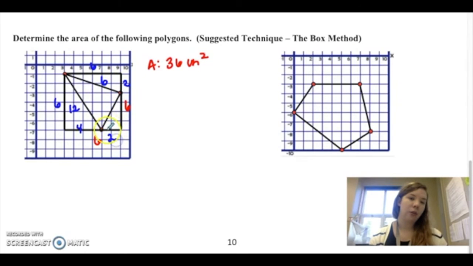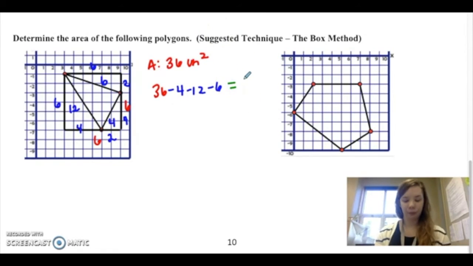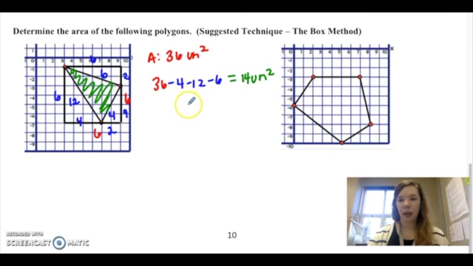And here I have 2. Here I have 4. Half of 2 times 4 is 4 square units. So if you take 36 and subtract 4, 12, and 6, you end up with 14. So 14 square units is this green triangle in the middle now. Okay? And so we'll do the same with this hexagon, or actually pentagon, 5 sides pentagon.